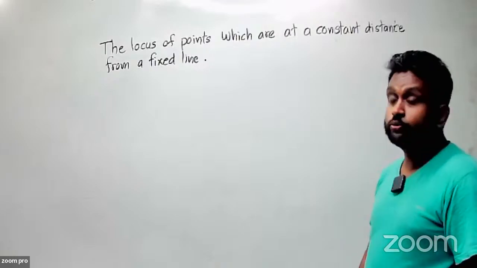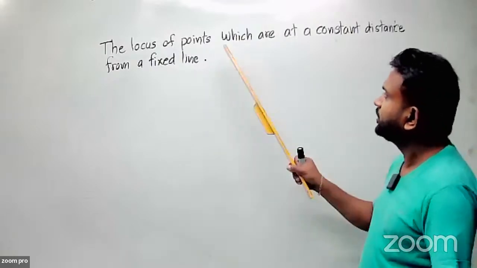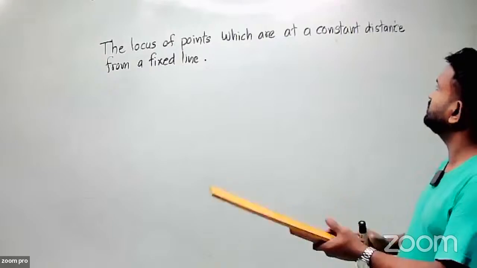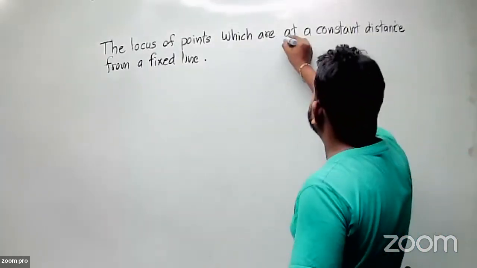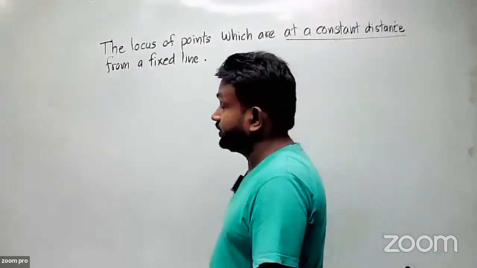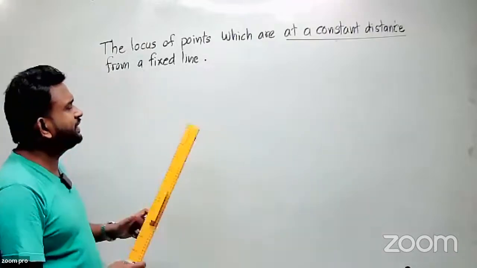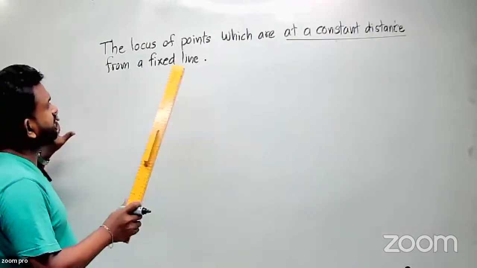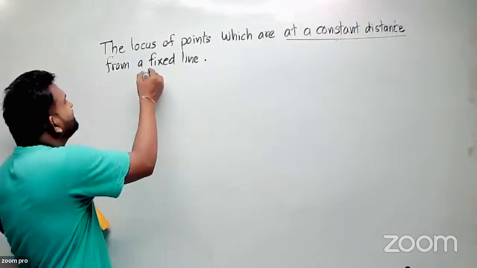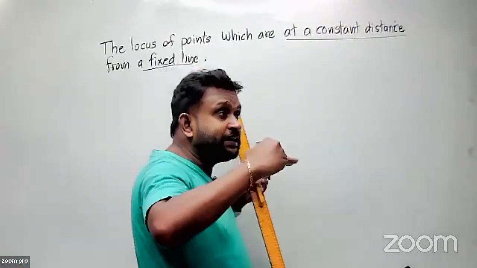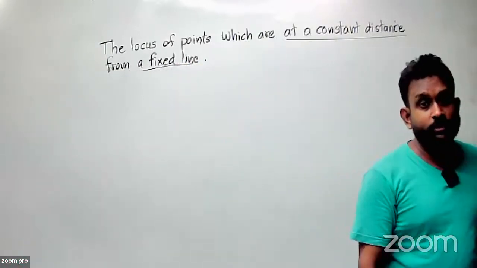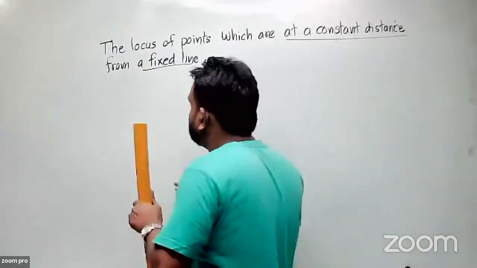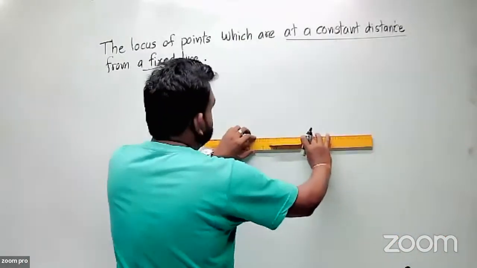So look, everyone read: the locus of points which are at a constant distance, right, at a constant distance from a fixed line. Right. So that is the condition, the concept here.